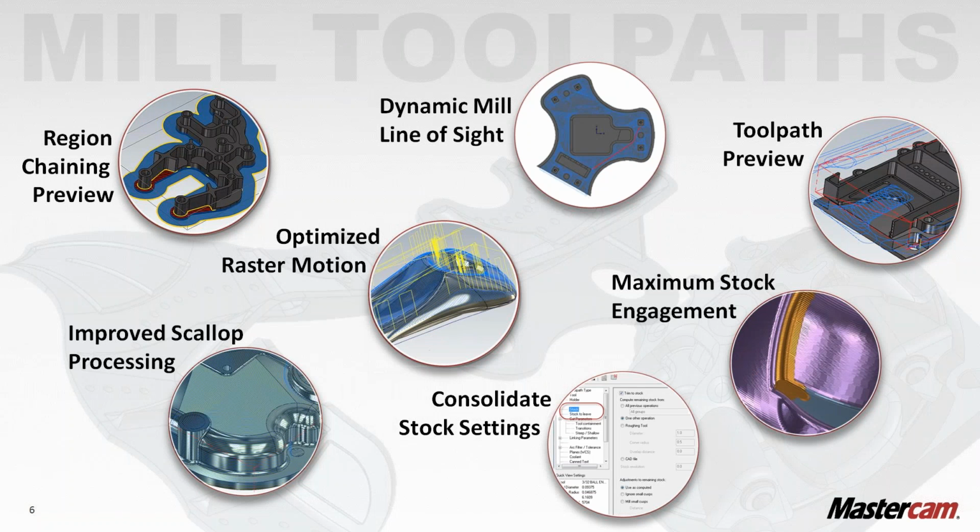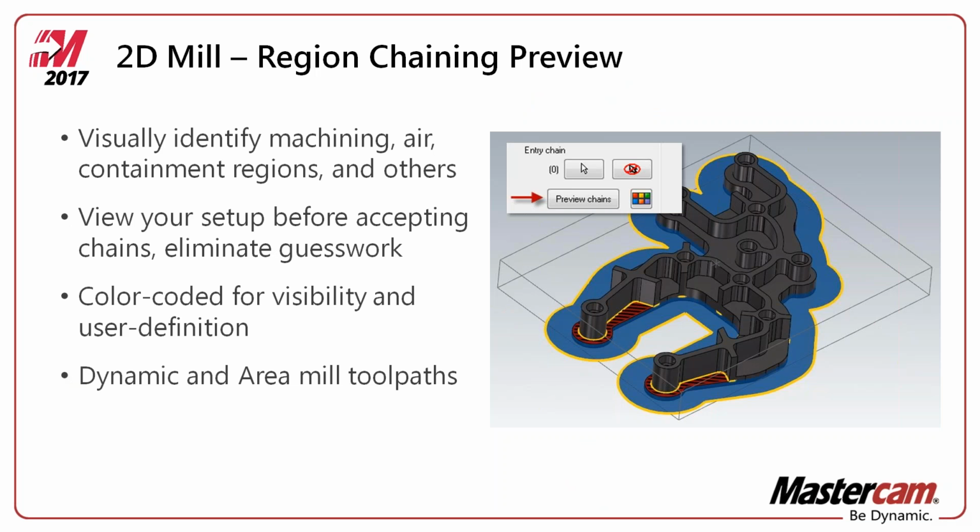The milling toolpaths to start off, and some of the new features that they've put in here. One of the nice ones is in the dynamic type of toolpaths. They've put in what we call the region chaining preview, along with a couple of things as far as max stock engagements and previews of some toolpaths and some raster motion, things like that.